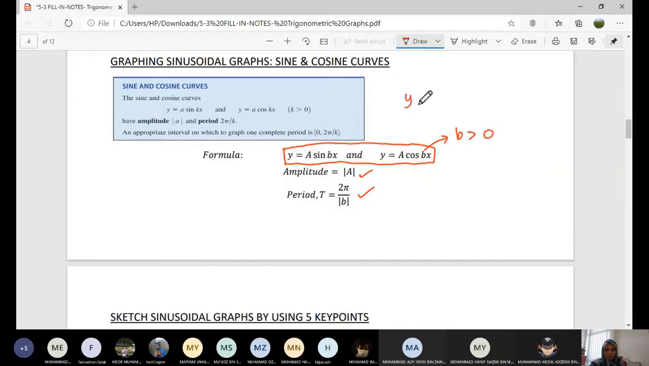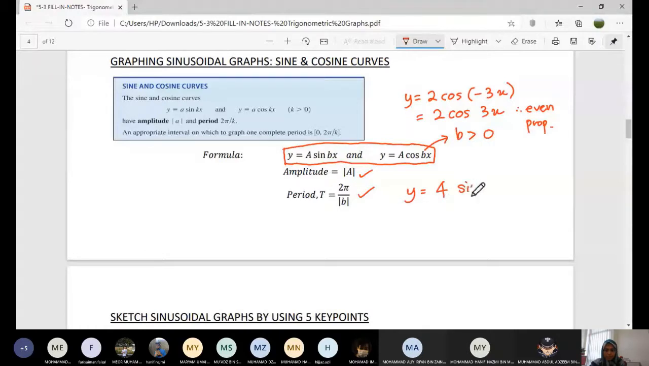For example, if you have y equals 2 cos negative 3x, for this negative 3x, we need to use the even-odd property for cosine. So we can write this as 2 cos 3x. So now your b is positive. Use the even-odd property. Here we use the even property.